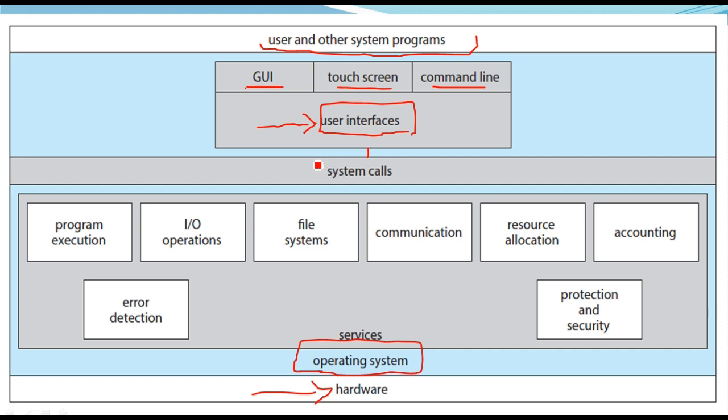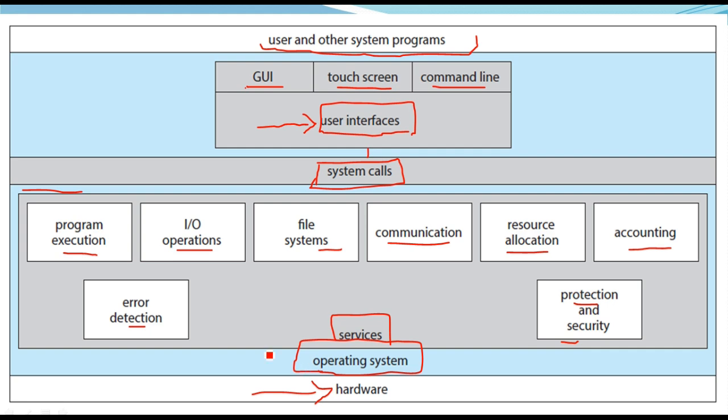Now there are system calls. When a system call is generated, you can see there are n number of services available from the operating system. The operating system provides services like program execution, IO operations, file management, communication, resource allocation, accounting, error detection and even correction, protection, and security. All these services are provided by the operating system.